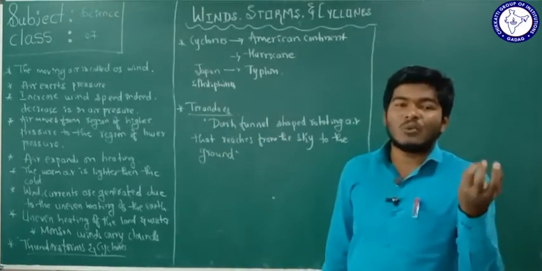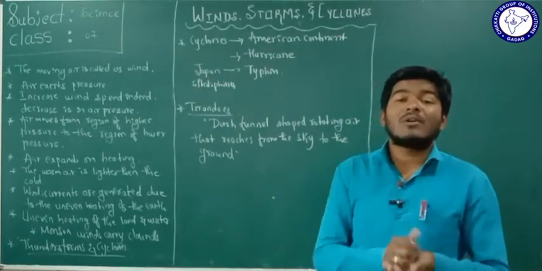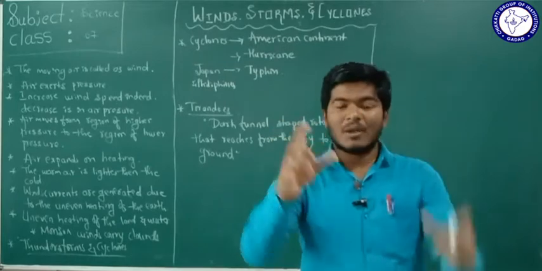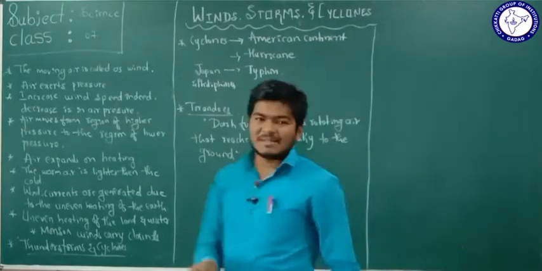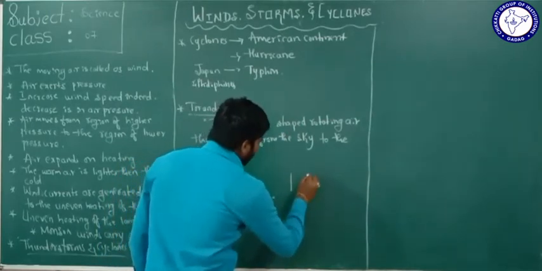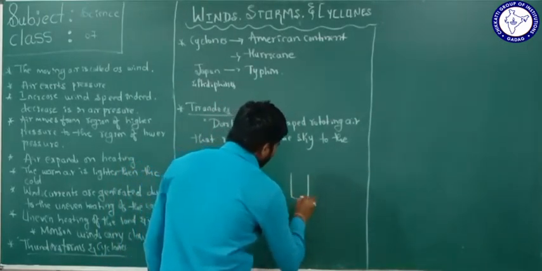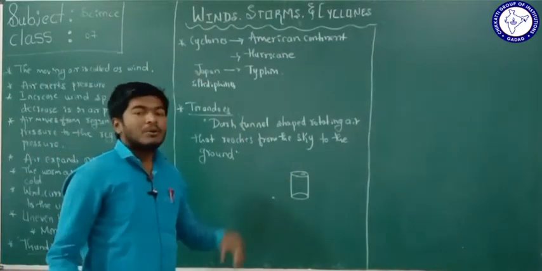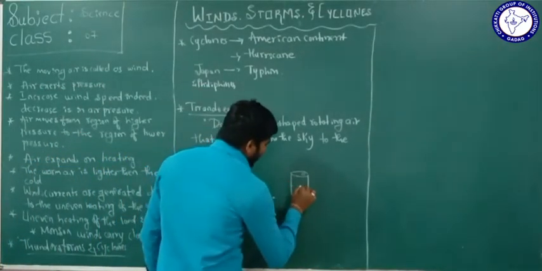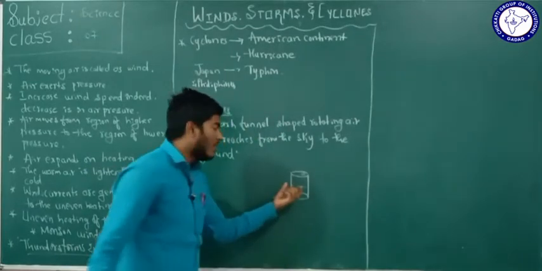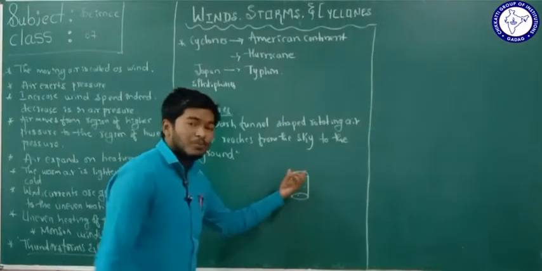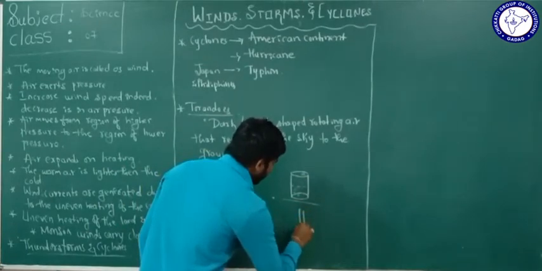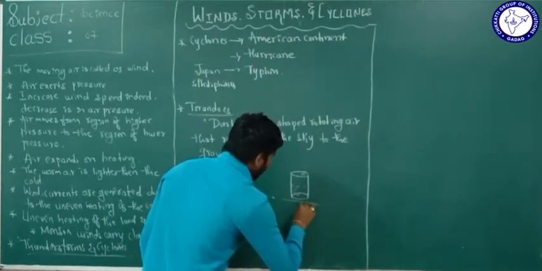Now let me tell you one activity here: take a tin can, the kind in which you drink Pepsi or Coca-Cola. Imagine this is the tin can. Now you have to pour half of its size of water into it, and then place this tin can on a burning candle, on a lighted candle, for a few minutes.